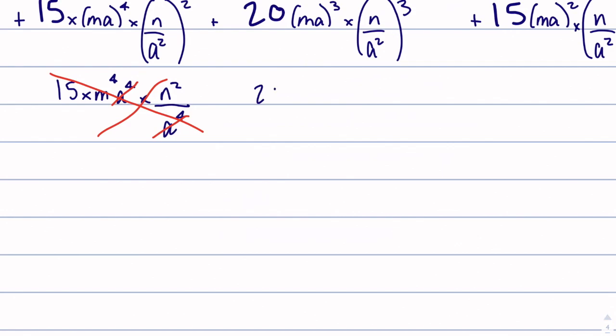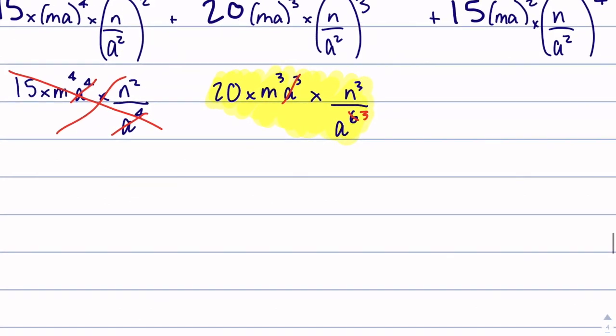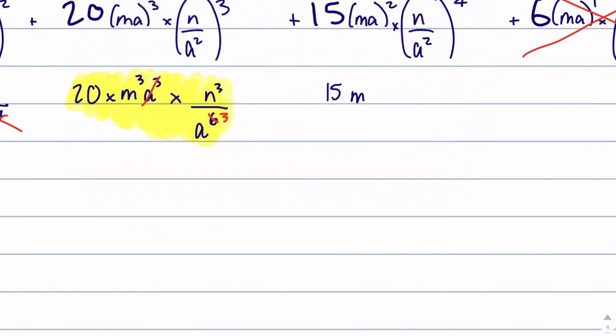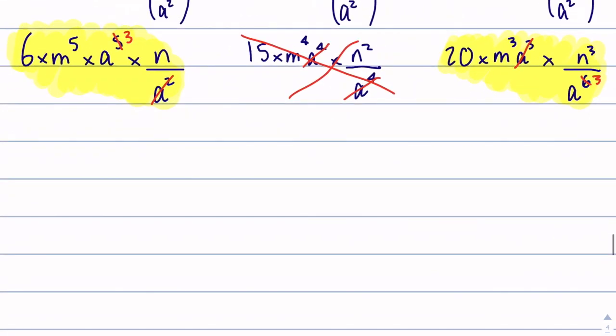Okay, 20 times m to the 3, a to the 3 times n to the 3 over a to the 6. A to the 3, a to the 6, we get a to the 3 on the bottom, which is a to the minus 3. This is one we care about. And I'm just doing this one just to double check. So we've got 15 m squared, a squared, n to the 4, a to the 8, 2 and 4, 2 and 8, 6. No, that's not one we need to care about. So these two are the ones we need to care about.